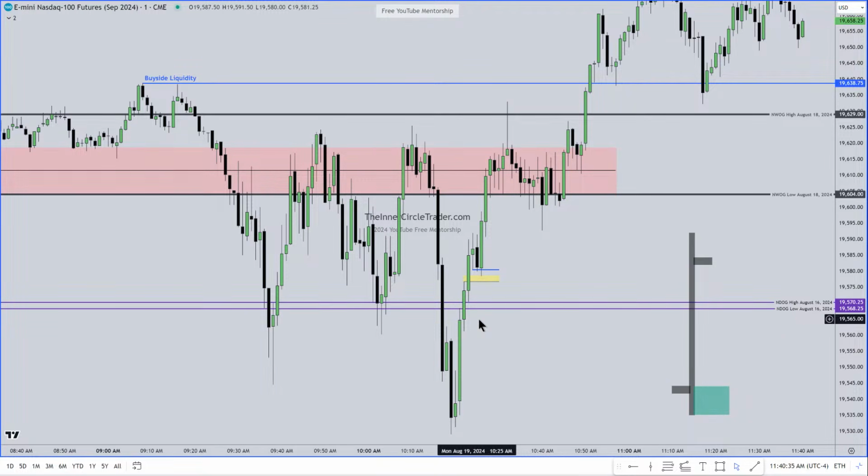Now, let me ask you something. If you didn't know about the new day opening gap, why would you expect this candle to drop to that level right there and then send it higher? Why would you expect that? You wouldn't. You would have never expected that to happen.